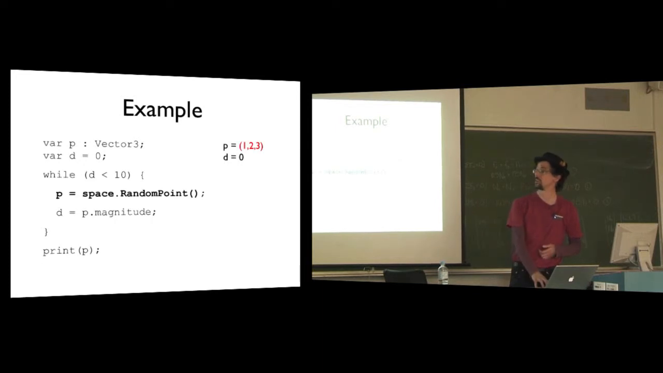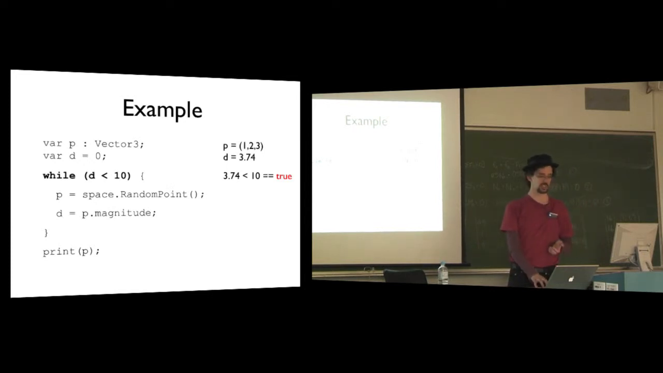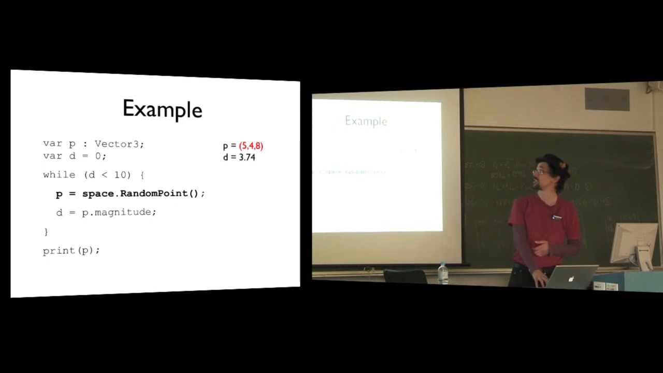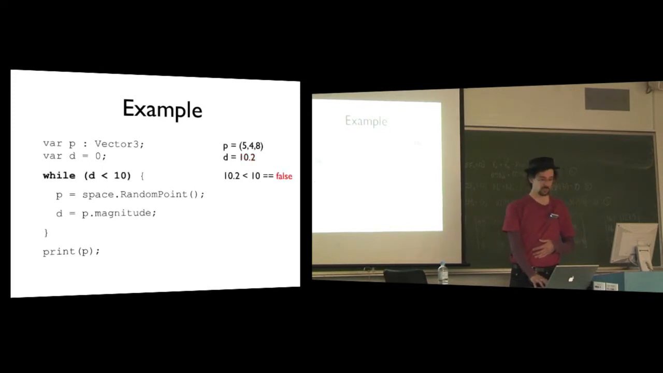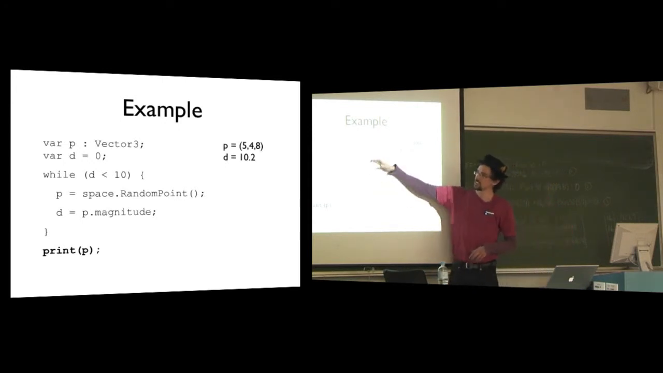We pick a new point, say 1, 2, 3. We calculate the distance, which is about 3.74. We go back to the top again. 3.74 is less than 10, that's true, and so the loop will execute again. We pick a new point, in this case 5, 4, 8. We calculate the magnitude of that point, that's 10.2. 10.2 is not less than 10, so that's false, and so we drop down to the end of the loop, and we'll print out the value in this case. So the idea here is that we execute around and around.